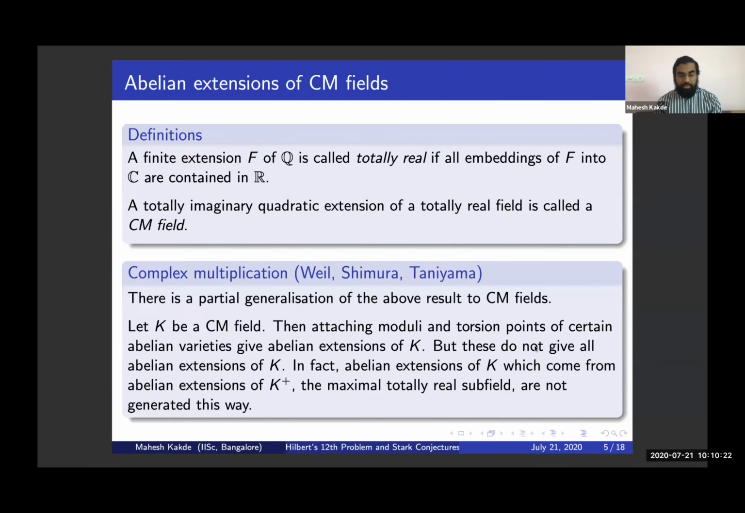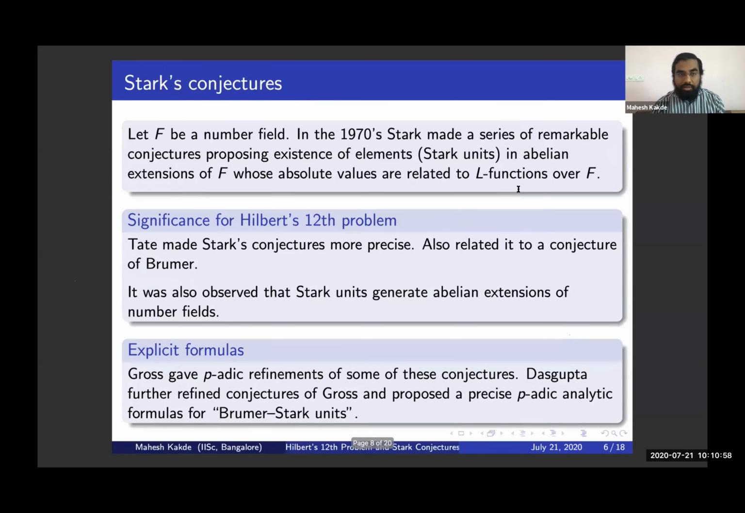This was proved by a student of Milne in the 1970s, I think, that the extensions that Shimura and Taniyama miss out are precisely the extensions coming from the maximal totally real subfield of K. And this is the topic of my talk today: how to get abelian extensions of totally real fields. What I'm going to talk about complements this theory of complex multiplication. All right, so Stark's conjectures.